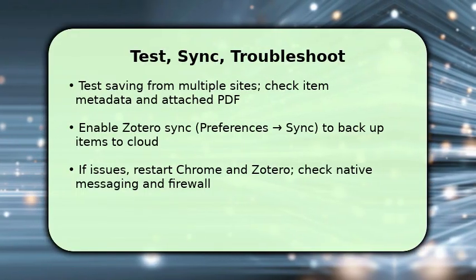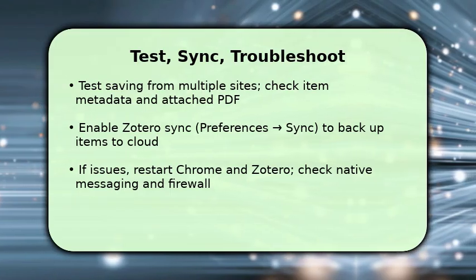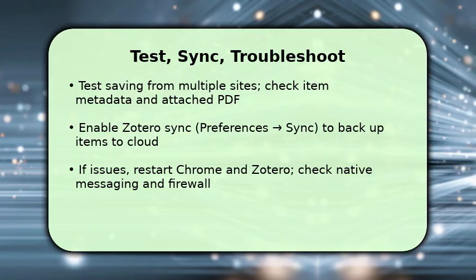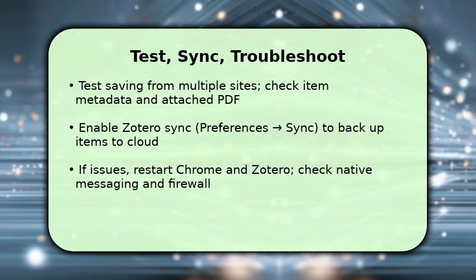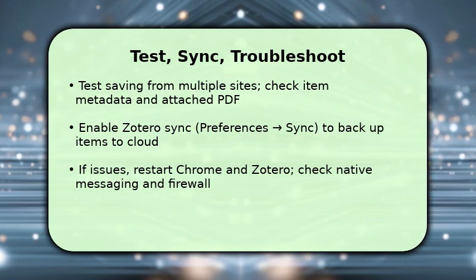If things go wrong, restart both Chrome and Zotero first, then recheck native messaging and firewall or proxy settings. As a key troubleshooting tip, reinstall the connector and restart the desktop app if the connector fails to communicate. This solves most connection errors quickly.